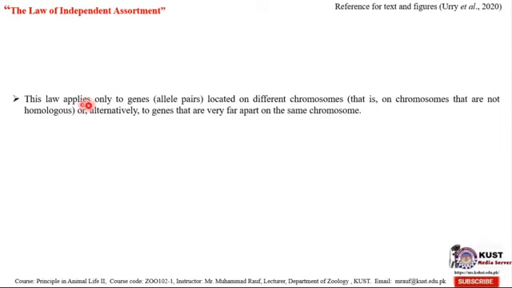This law applies only to genes located on different chromosomes, or alternatively to genes that are far apart on the same chromosome. It means if there is no linkage between the genes controlling different characters, only then will they segregate independently. If the genes controlling different characters are located closer to each other on a chromosome, then a crossing over event cannot separate them, and they will be grouped together in the same gamete. This phenomenon is called linkage, which is fortunately not observed in Mendel's pea plants.